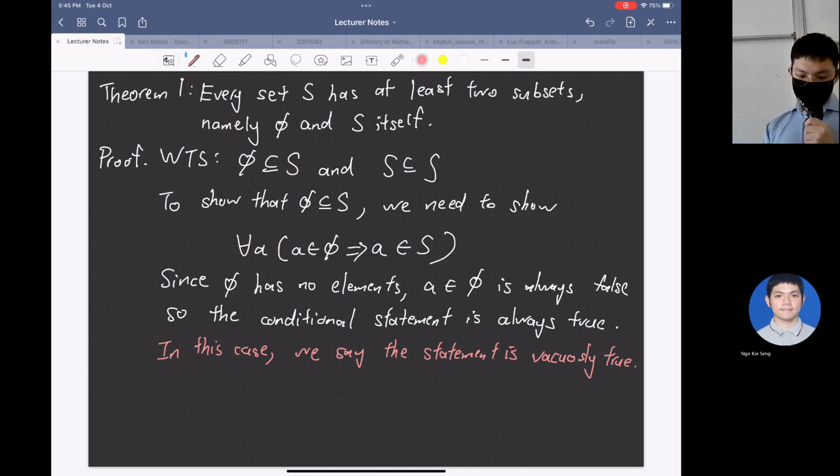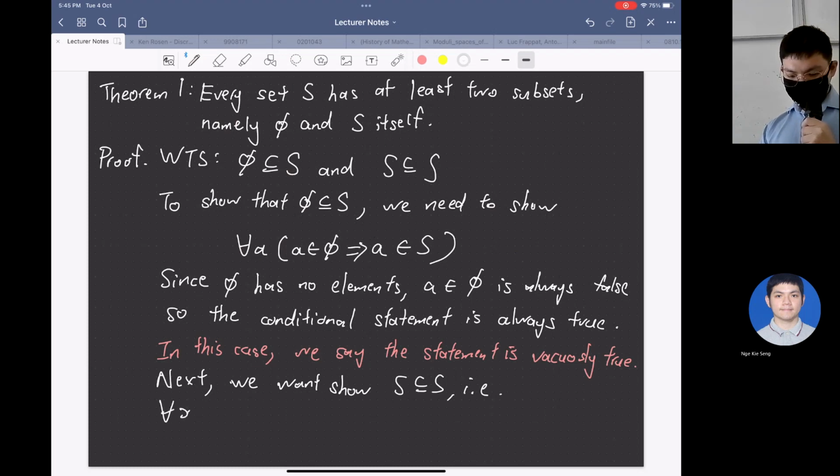Okay, next, we want to show X is a subset of X. That is, for every X in X. Maybe I use a different way to write it to show you: for every X in X, X is in X.